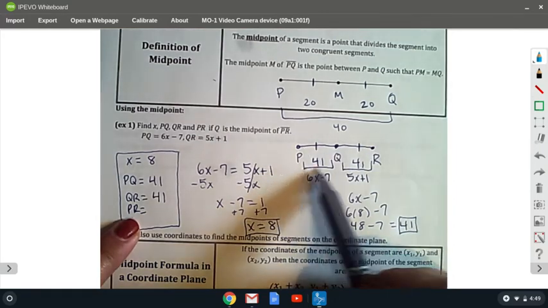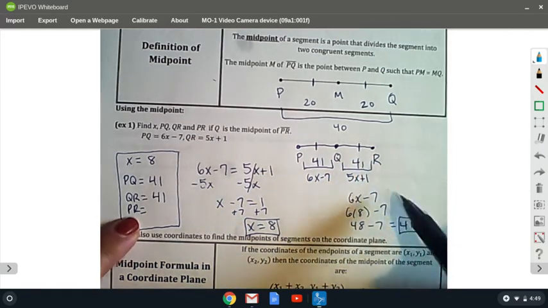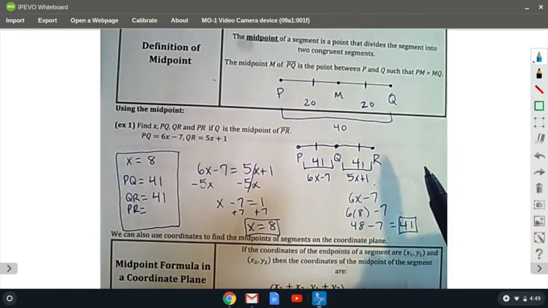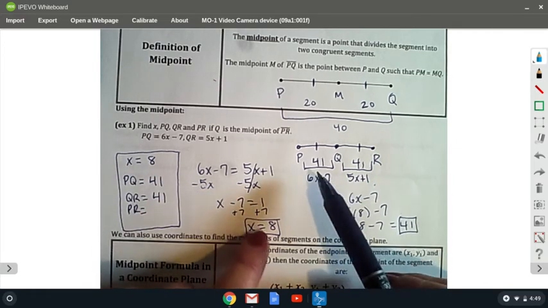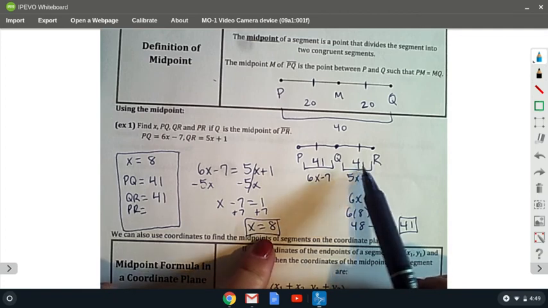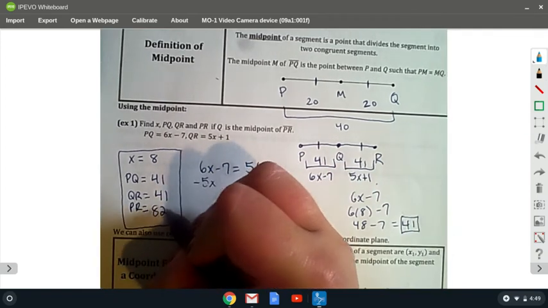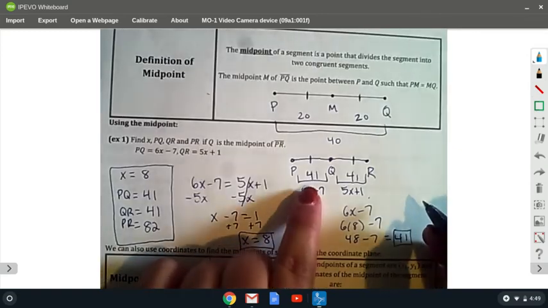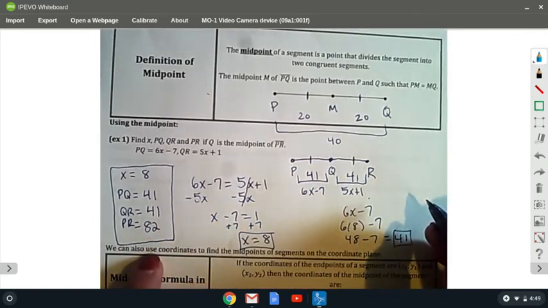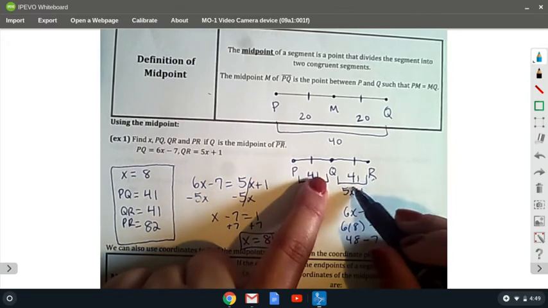PR is this whole segment. You could do this math out for each one if you wanted to, but you can also just think logically about it. If that's 41, that has to be 41, which means the whole thing has to be 82. Where I'm getting 82 from, I'm just adding 41 and 41 to get 82 because this whole segment is those two combined.